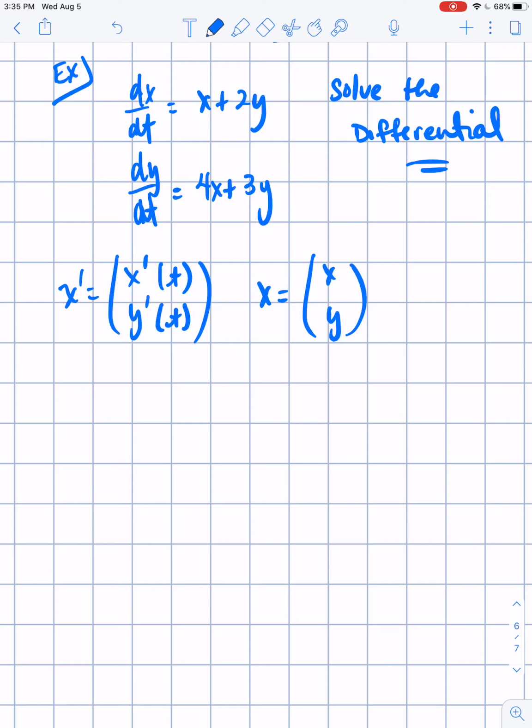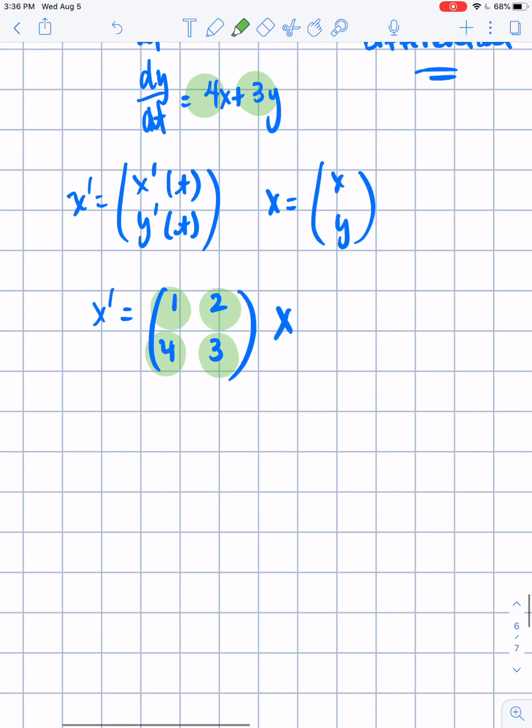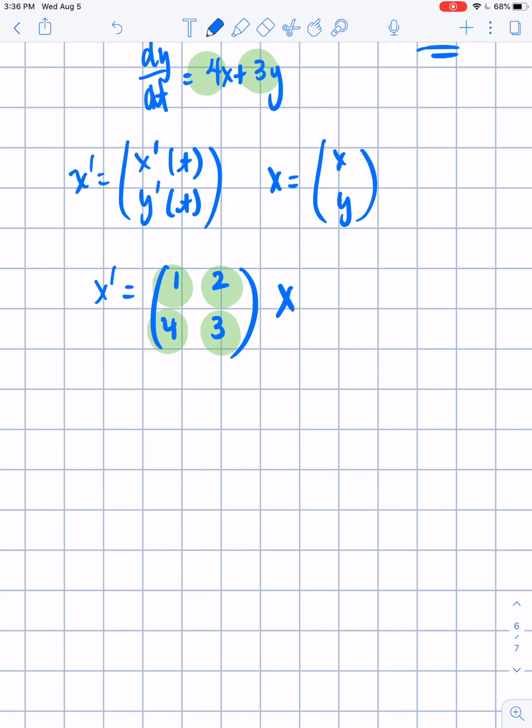All right, so when you rewrite this, it's going to look like x prime equals, you take all the coefficients 1, 2, 4, 3, and then times x. So again, you could see the coefficients match, right? And the next thing is it's always going to be written in the form of x prime equals Ax. Okay, so in this situation, A is going to be this matrix.